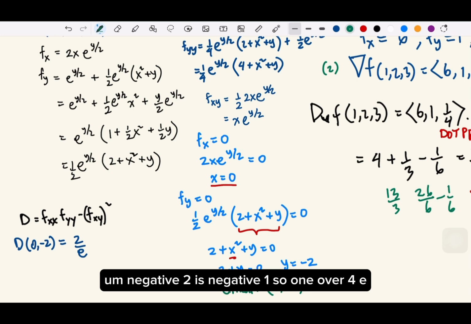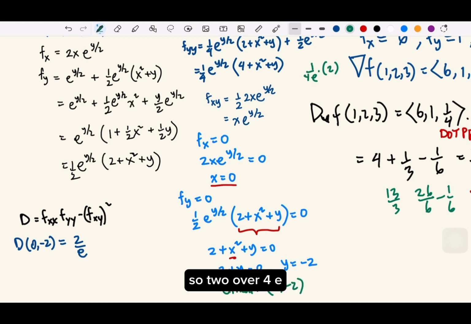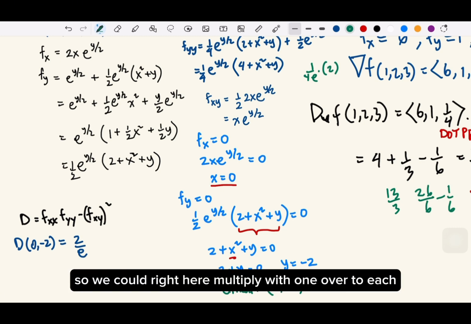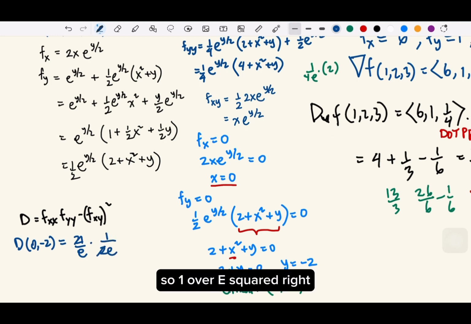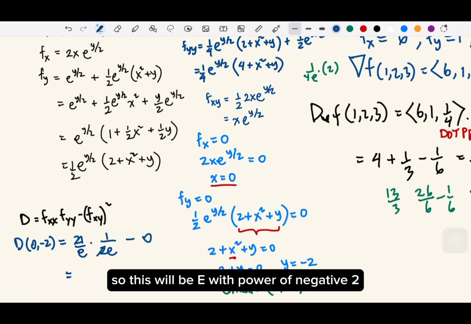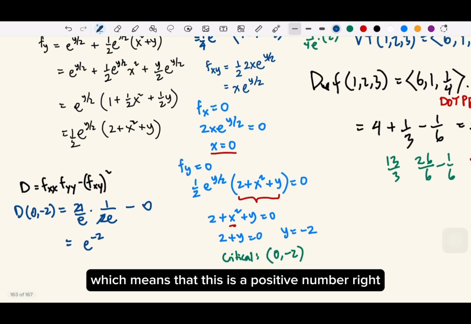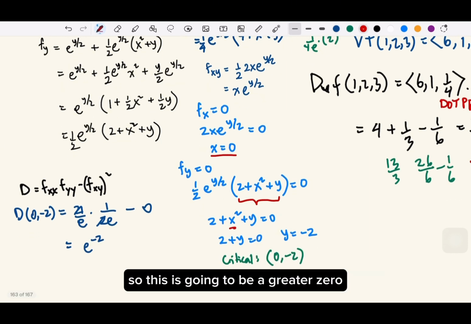-2 is -1, so 1 over 4e, so 2 over 4e. So we could write here, multiply with 1 over 2e, so 1 over e squared, right? And then minus fxy, it will be 0. So this will be e with power of -2, which means that this is a positive number, right? So this is going to be greater than 0.